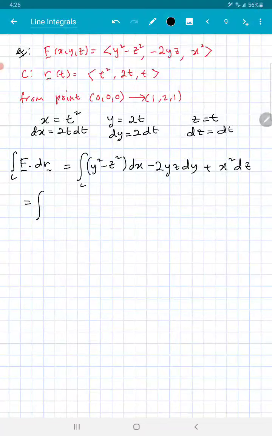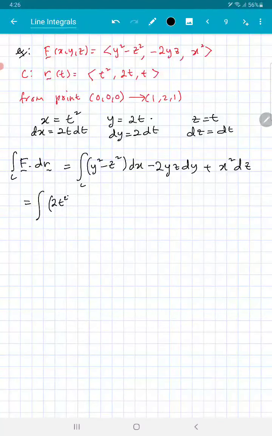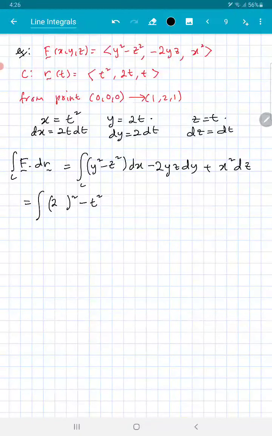Okay, so y will be replaced by 2t. And we have z. z is equal to t. Hang on, this is wrong. y is 2t, and then we need to square that. Okay, and then we have dx. So dx is equal to 2t dt.